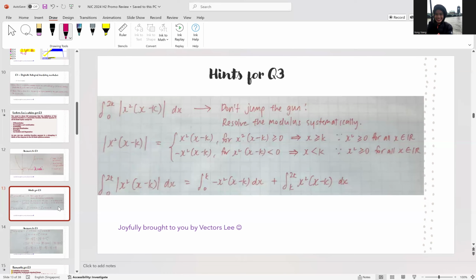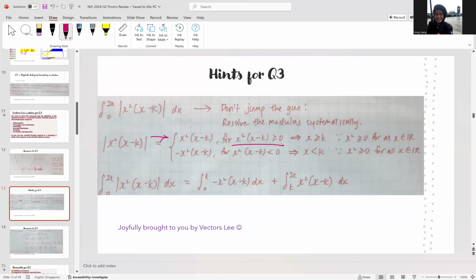So, I'm going to show you very properly. Ladies and gentlemen, open your eyes, open your ears, open your hearts, open your minds. Look at this. I'm now going to break down the modulus. So, see, the first one. This modulus is equal to x squared times (x minus k) if this is more than 0.